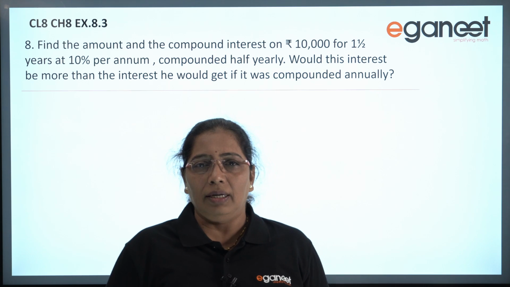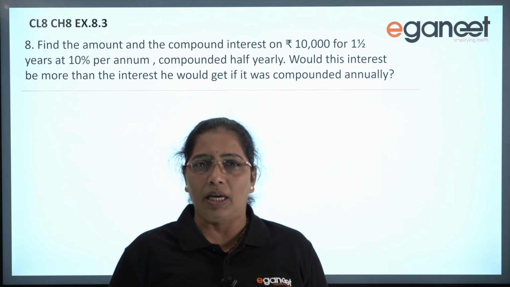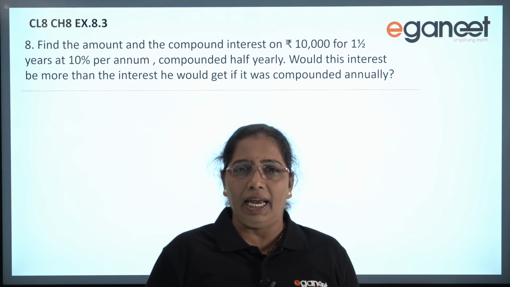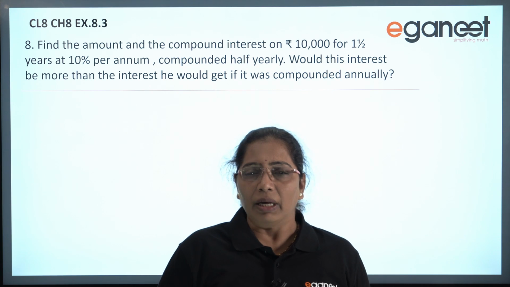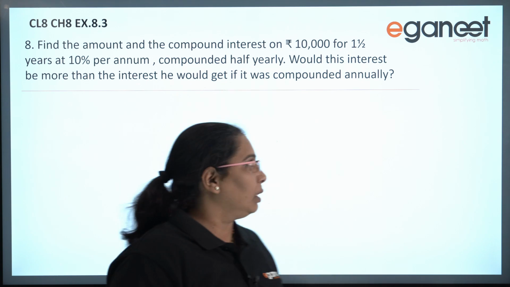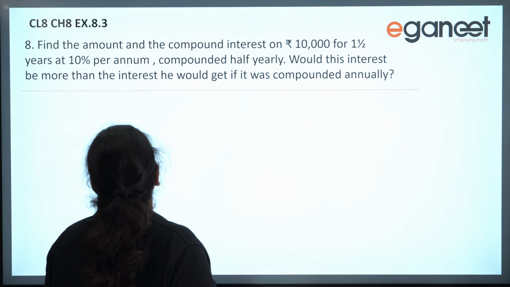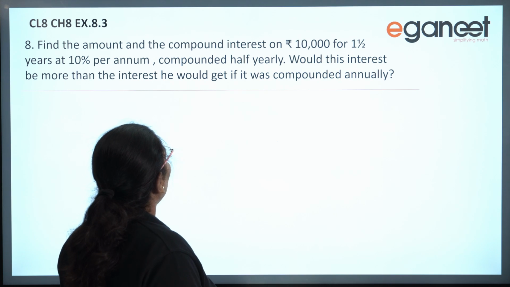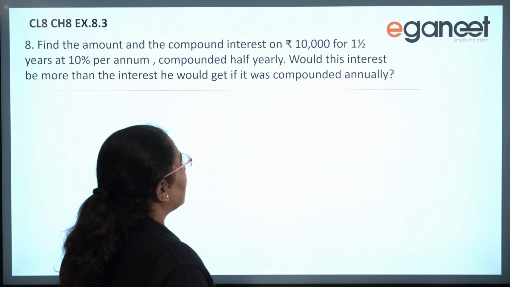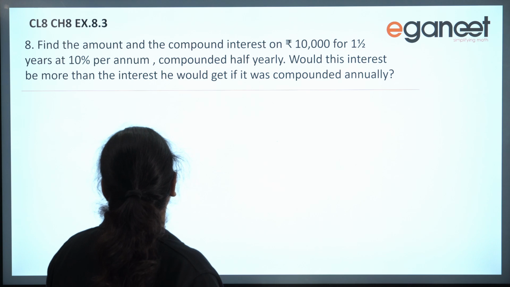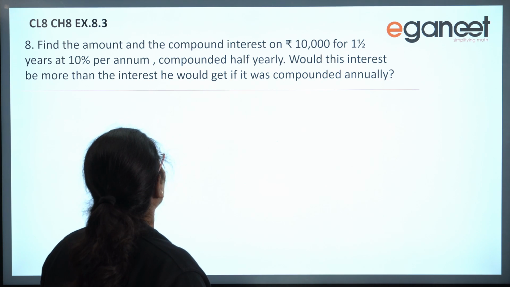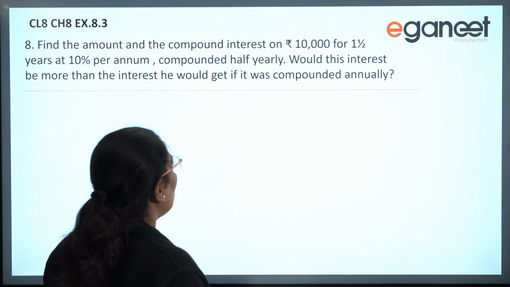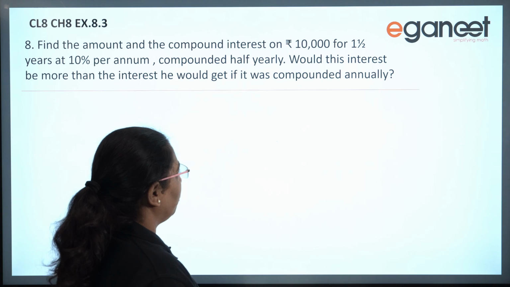Today we are dealing with class 8, chapter 8, exercise 8.3, problem number 8. Let us read the problem. Find the amount and the compound interest on rupees 10,000 for 1.5 years at 10% per annum compounded half yearly.